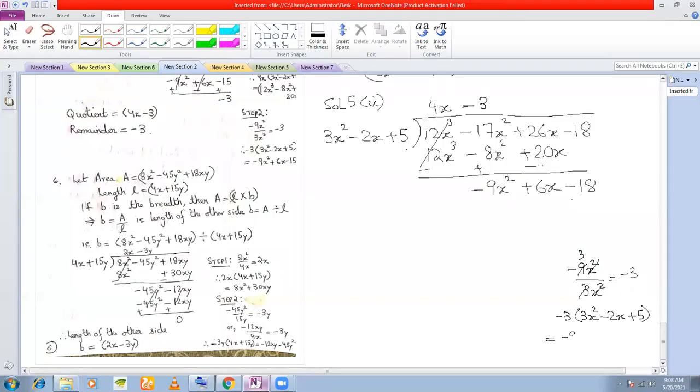To get minus 9x square. And this minus combined with this gives you a plus sign, 6x. This minus combined with this gives you a plus sign, 15. So we write it here: minus 9x square plus 6x plus 15. So this completes your second step.